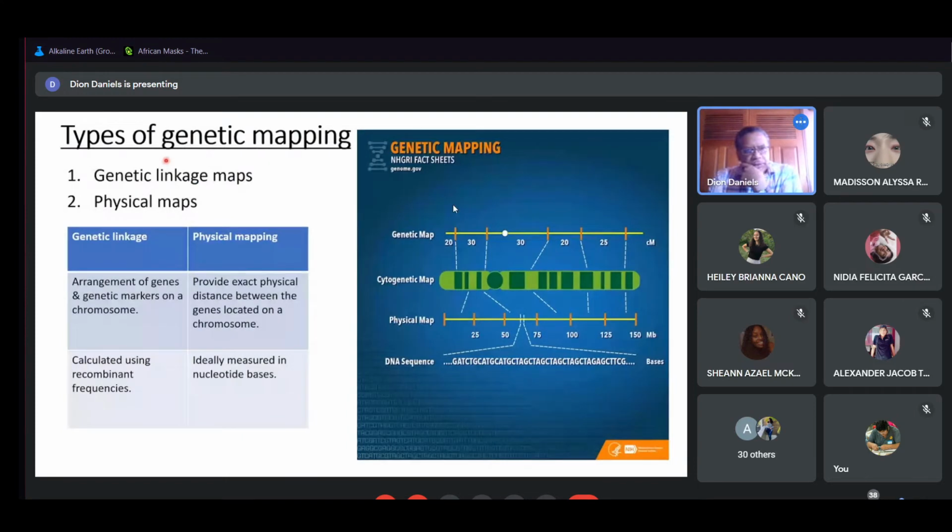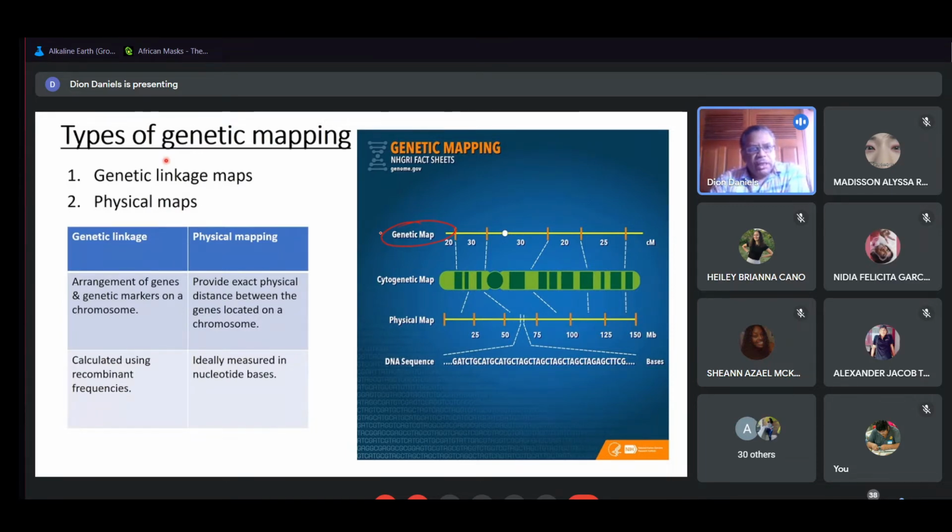If we look at this diagram here, we talk about types of genetic mapping. You have a genetic linkage map and physical maps. In the case of genetic linkage maps, the arrangement of genes and genetic markers on the chromosomes, that is this one at the top here. It gives an idea more or less where these genes are located. And of course, that can be done using recombinant frequency. You obtain your F2 generation, calculate how many recombinants you obtain, and then calculate your recombinant frequency, and that can determine distance between genes on a genetic map.